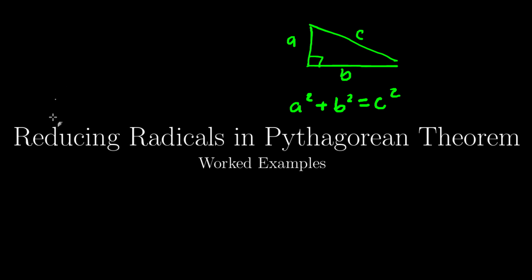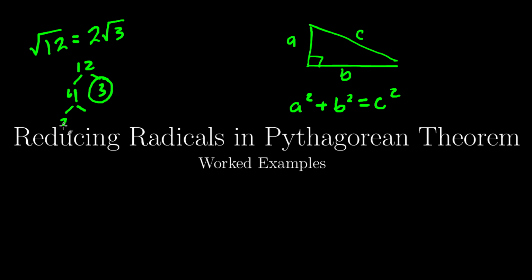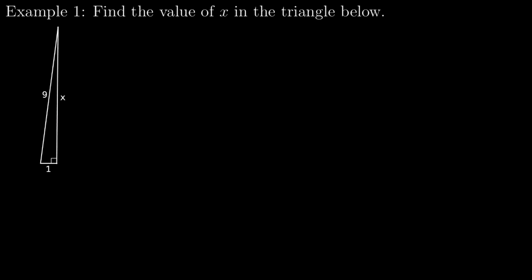And in reducing radicals, we're going to be working with some situations where if I had the square root of 12, I know that that is 2 root 3 because 12 breaks down into 4 times 3. 3 is prime. And 4 breaks down into 2 times 2. There's a pair of 2's, so it comes out. The 3 stays in. So let's get through a couple examples.